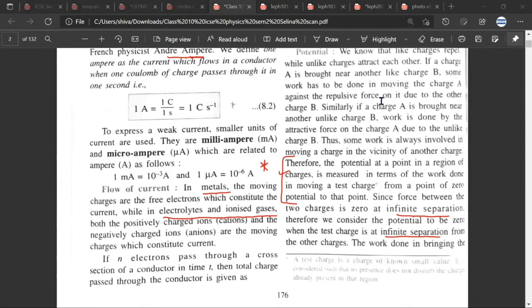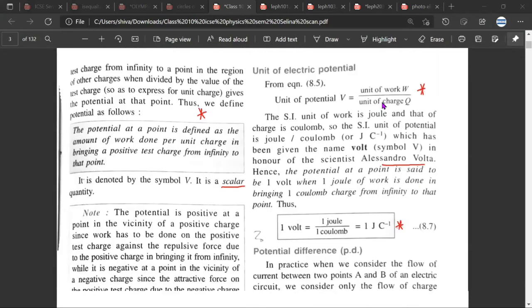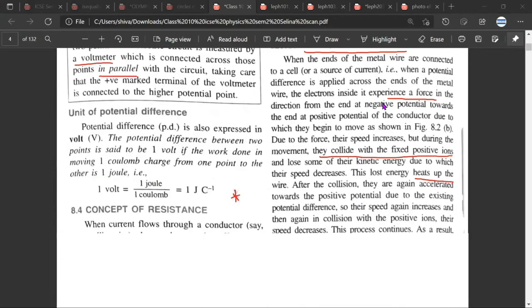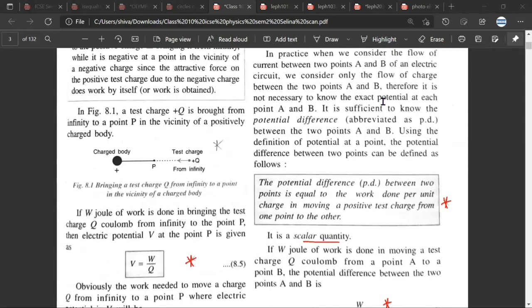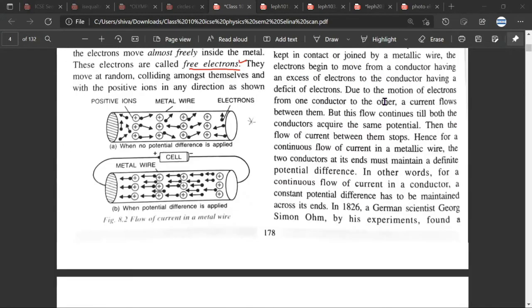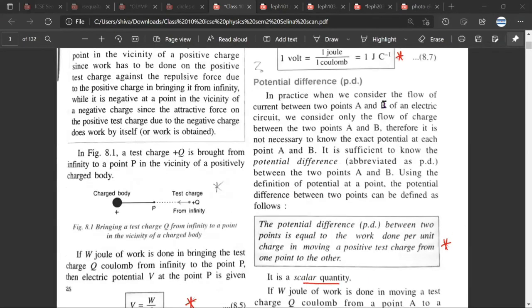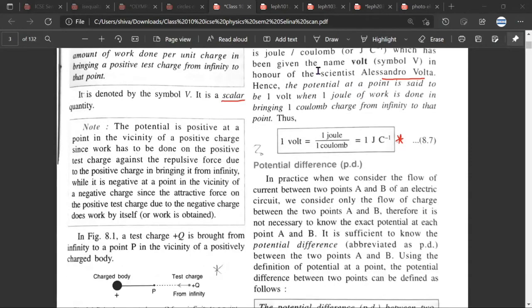Any doubt till here? No doubt. Okay. So once we are comfortable with this, then let us try to understand what is the meaning of potential, and then we'll understand what is the meaning of potential difference.